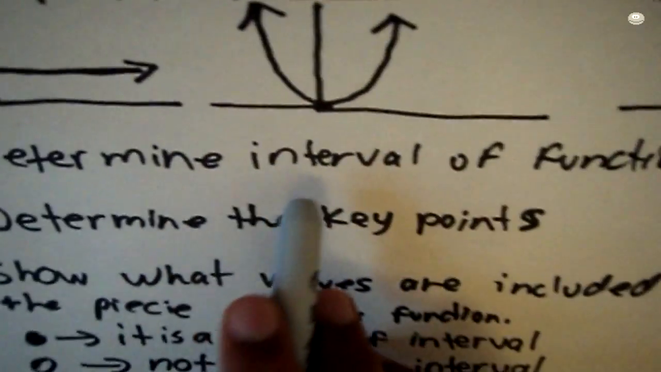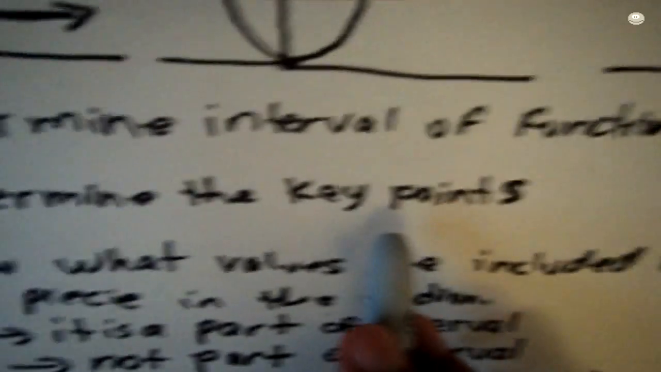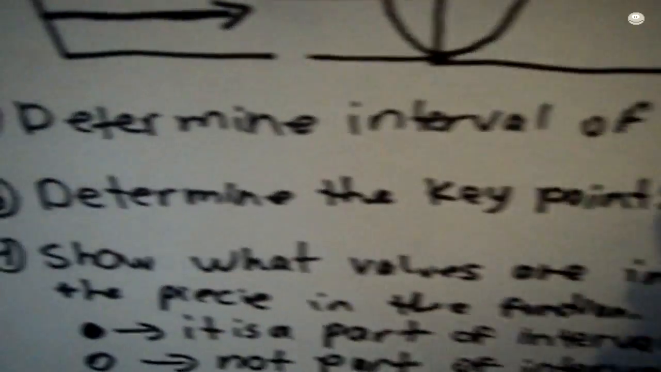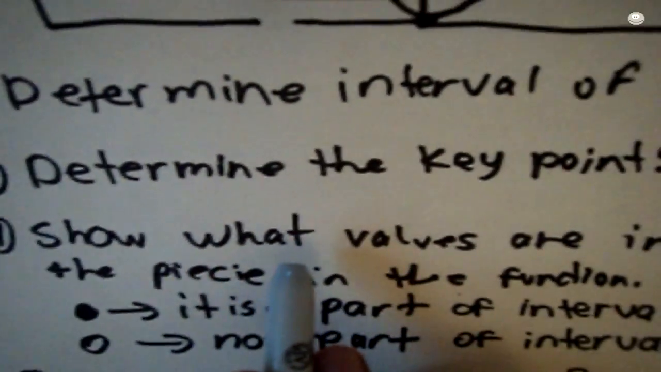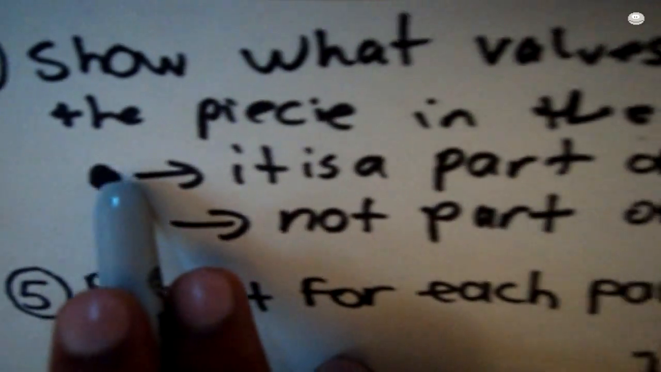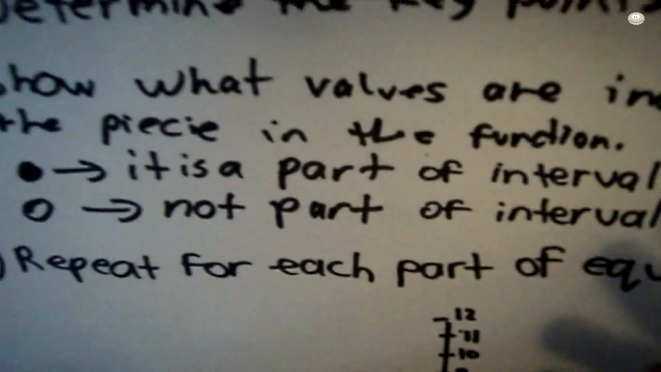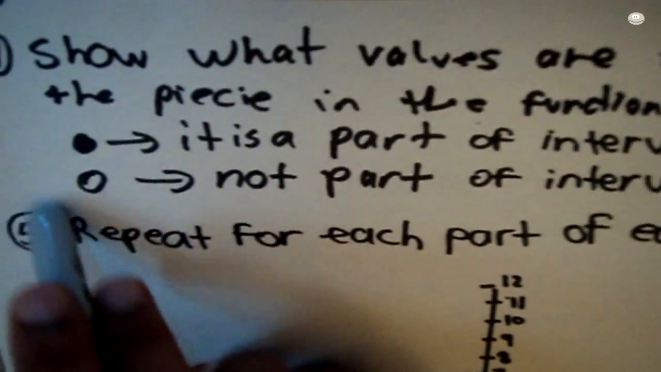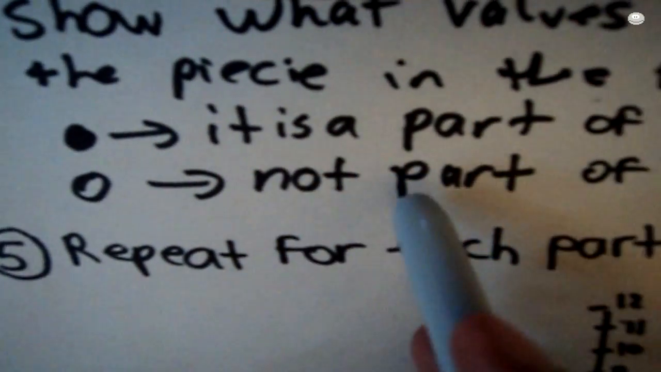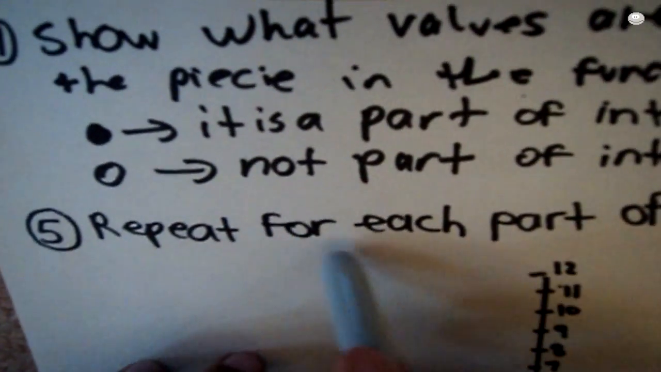After we have determined the interval of that piece of the function, we must determine key points in order to graph it. To do that, we must show what values are included in the function and what values are left out of that piece of the function. So we use a shaded-in dot to show that a point is included in that interval, and then we use an open circle to show that that value is not included in that interval. And now we must repeat this for every part of the function.